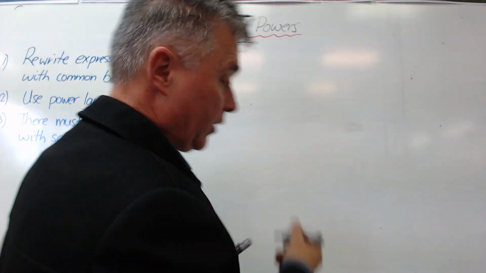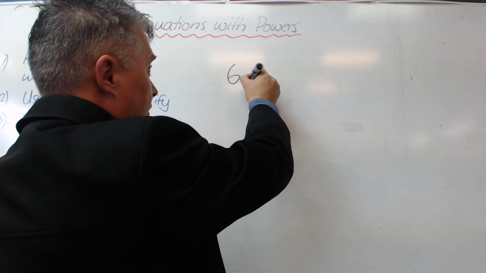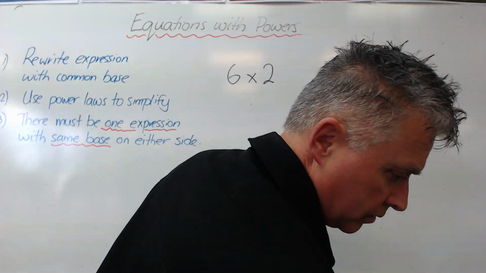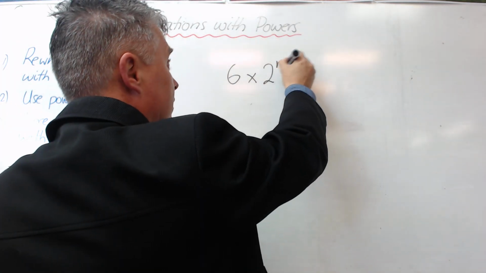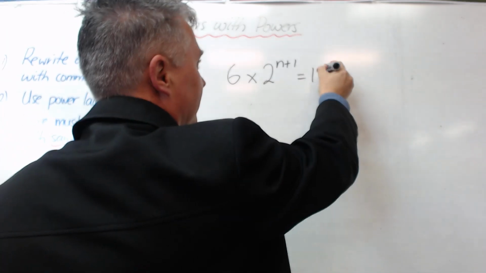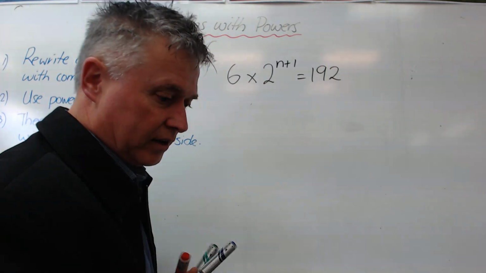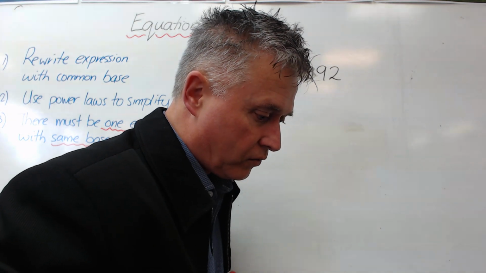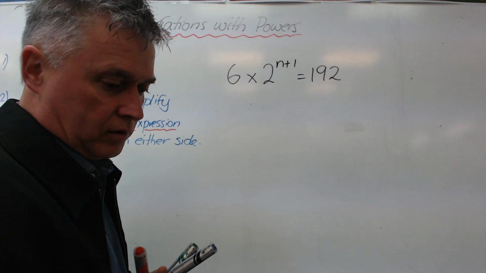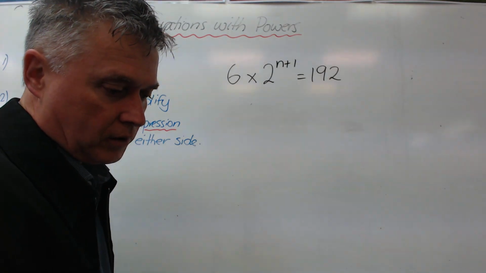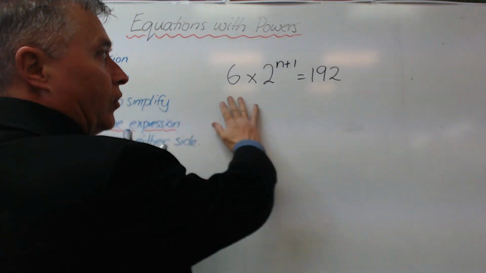Which one will we do? We'll do one of these. 6 times, what have we got? 2 to the n plus 1 equals 192. Alright, now I don't have my calculator, so I'm trying to think how I solve that. I might get my calculator. Okay, so I've got one of these.